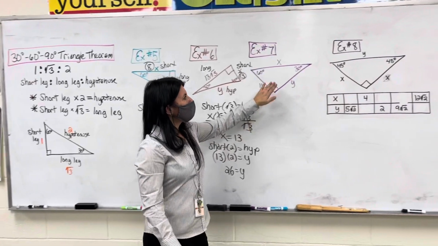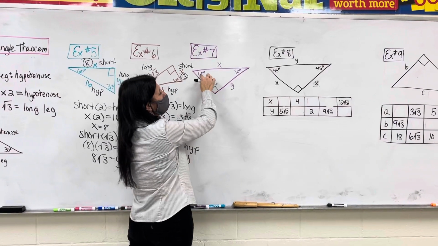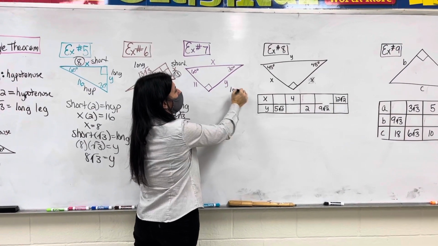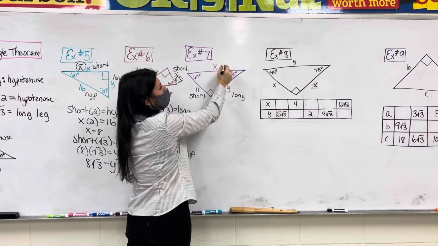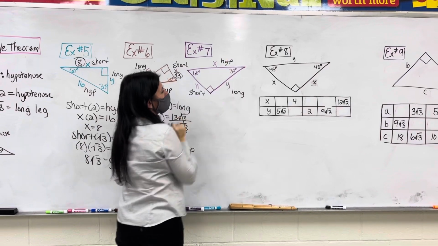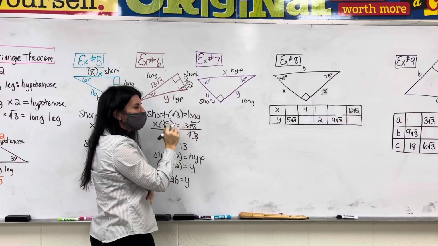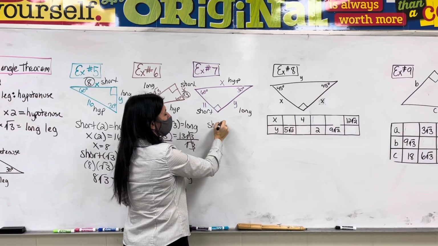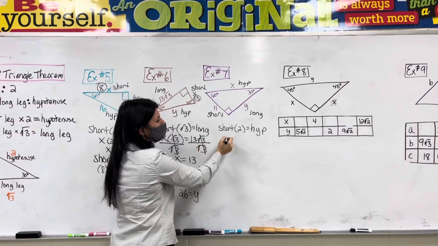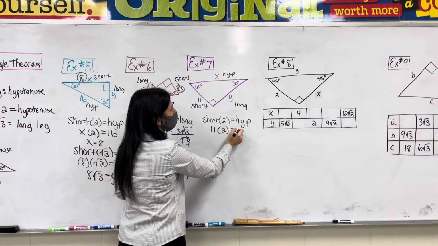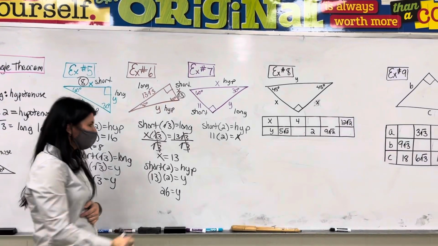One more. So we have 30, 60, 90. So again, that allows us to use those two rules. Let's label. Across from 60 is the long. Across from 30 is my short. Across from my 90-degree angle is my hypotenuse. So for this one, I'm going to start with short and hypotenuse because there's only one unknown. So short times 2 gives me hypotenuse. Short is 11. So what's my hypotenuse? 22.